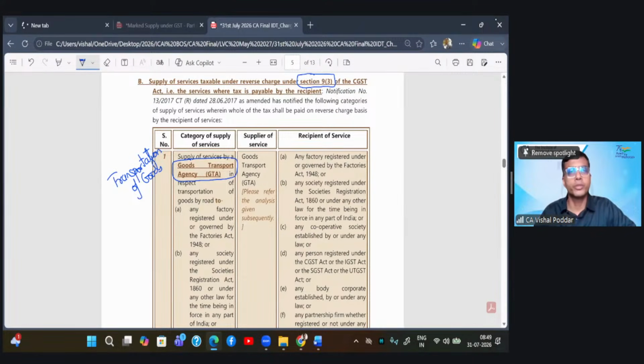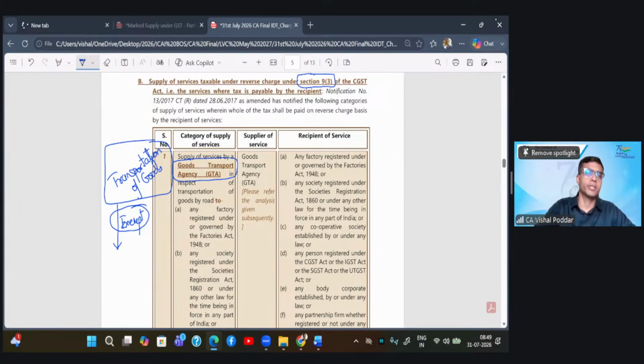Wherever you are doing goods transport, not passenger, that will be covered here. Now, when we talk about transportation of goods, the first step is you should check whether it is exempt. This we will be studying in the exemption chapter, because whatever is exempt, there is no question of whether there will be forward charge or reverse charge. So first check out the exemption part.